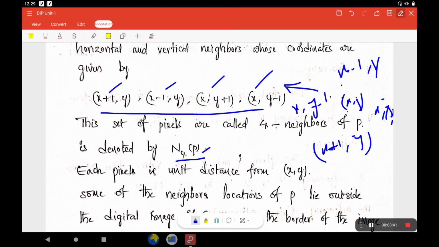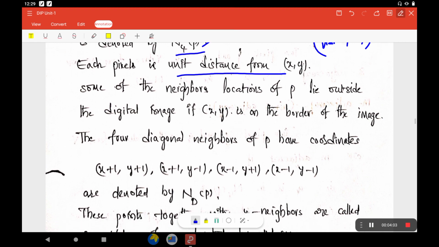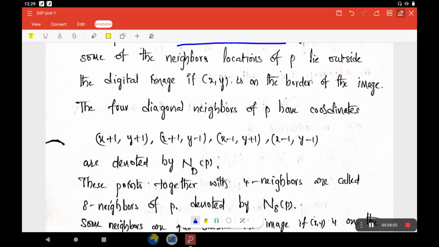Moreover, in image processing, the distance between two pixels is only unit distance. Some of the neighbors of p may lie outside of the digital image. If p is on the border of the image, there is a possibility that some neighbors will be missing in such cases. That is the main thing.